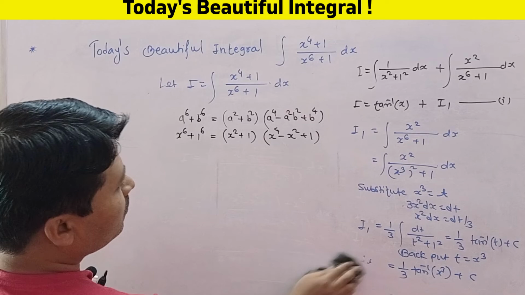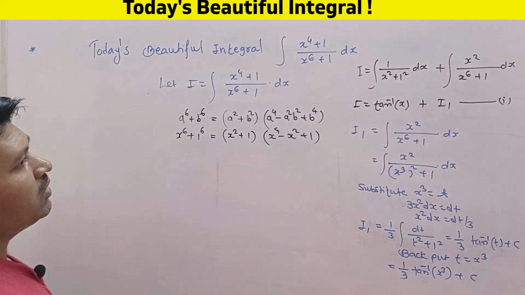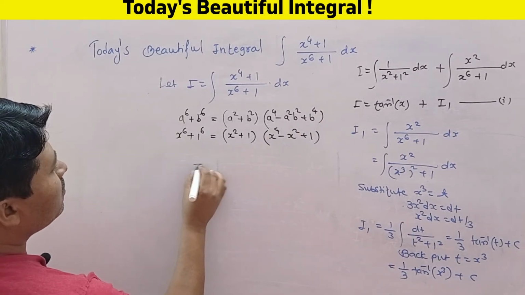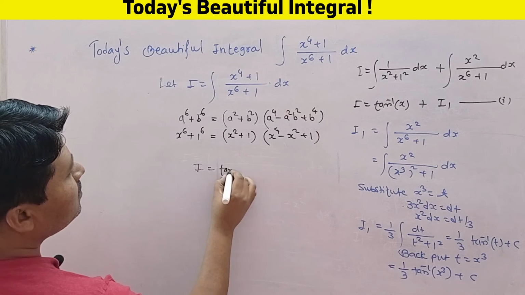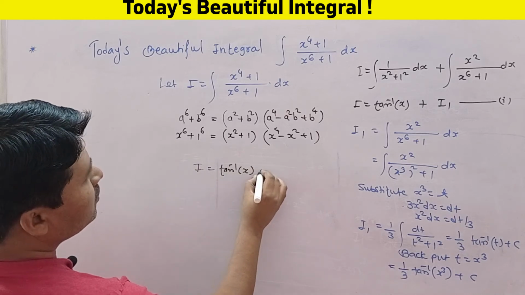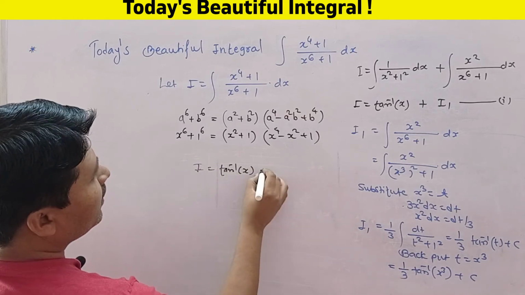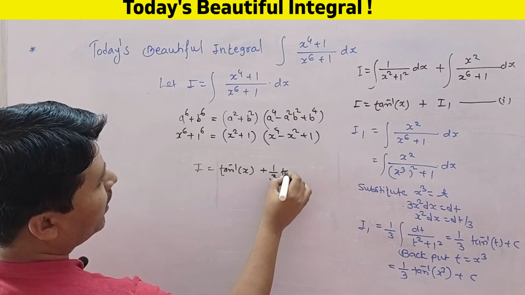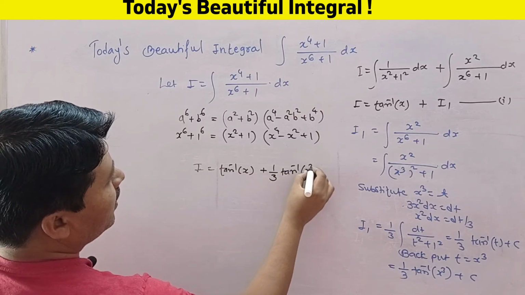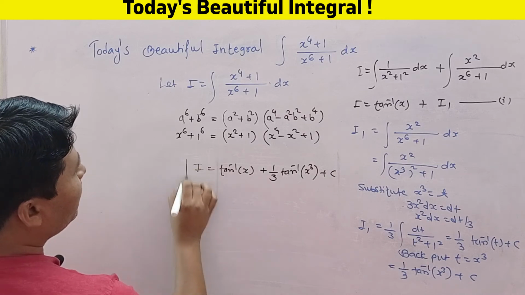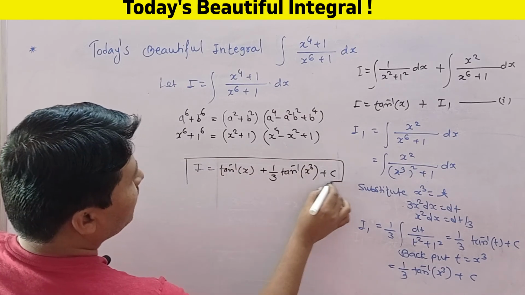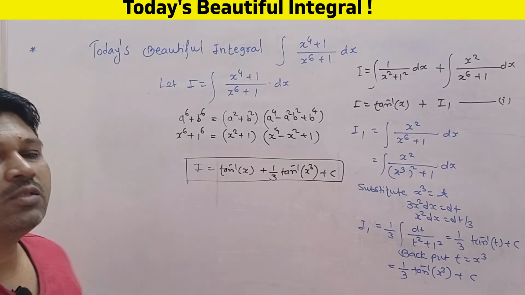Now I can write the final solution for this integration. I equals, putting the value in equation 1, tan inverse x plus 1 by 3 tan inverse x^3 plus c, the constant of integration. And this is the amazing integration solution.